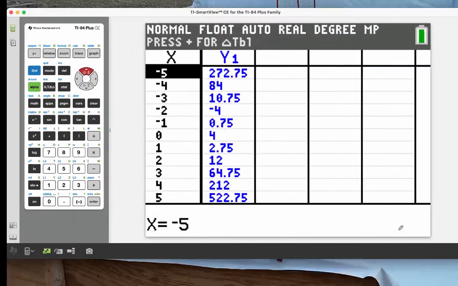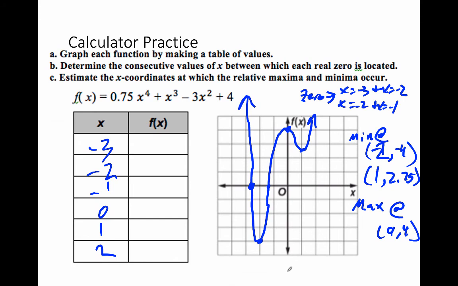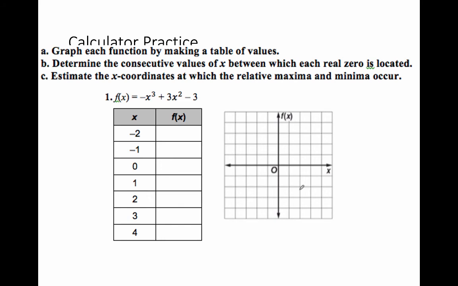So again, I had a minimum here, and I had a 0 between these two, a 0 between these two, a minimum there, a maximum there, and a minimum there. And there I just plotted those points out. Okay? So we're finding the zeros, and we're finding the minimums, and we're finding the maximums. One more. Plug this into your calculator, fill these guys in, and then we're going to find the important stuff.